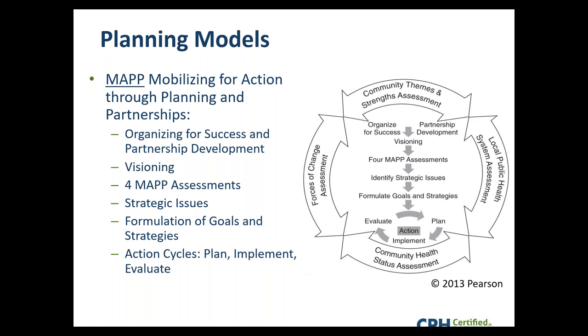And then they do what's called the four MAP assessments. The four MAP assessments really take a look at the community and the public health system for the direction they want to go. They do a community themes and strengths assessment. They look at what's going on in the community. They look at how the local public health system operates, or the local public health system assessment. They then look at their health status in the community, and that's called the community health status assessment. And then they look at what are the forces of change that are coming upon us. So you can see all of these assessments surround this particular diagram.